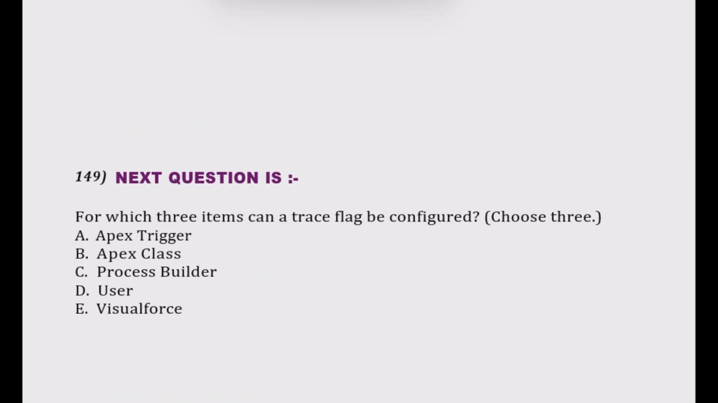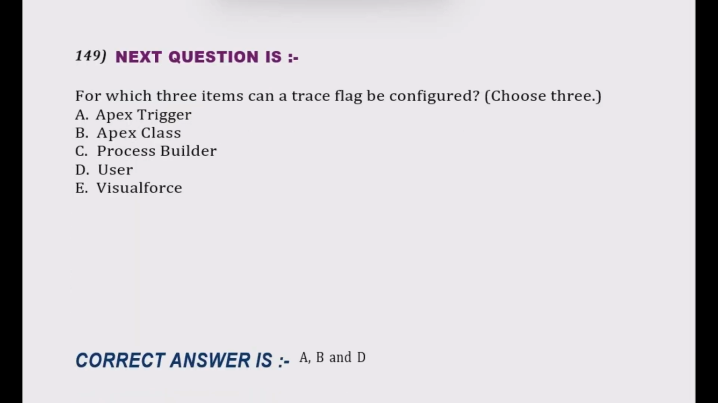Question is, for which three items can a trace flag be configured? Option A. Apex trigger. Option B. Apex class. Option C. Process Builder. Option D. User. Option E. Visualforce. Correct answer is option A, B and option D.